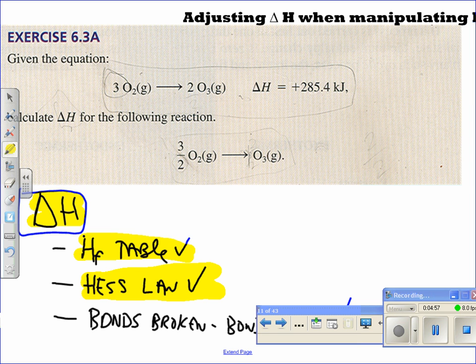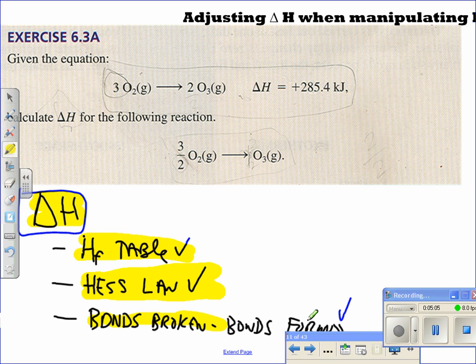That's where you basically do a Price is Right style. You flip the reactions to match a target reaction when you add them together. Last one is bonds broken minus bonds formed. You would be expected, in the free response section and the multiple choice section, to be able to find delta H using any of these methods.